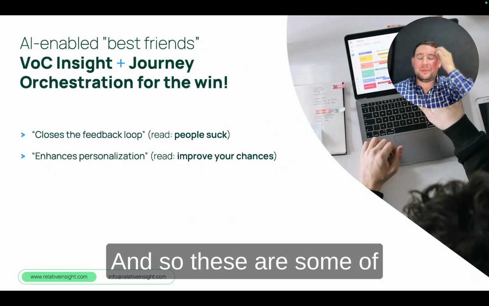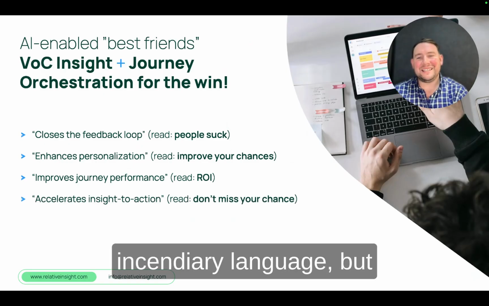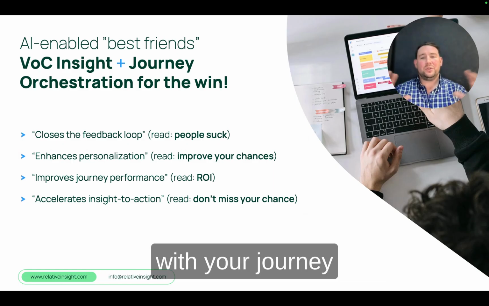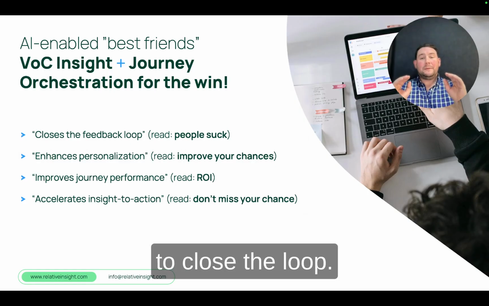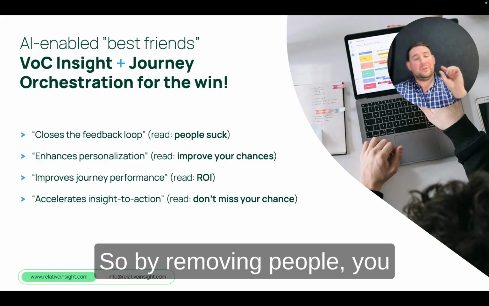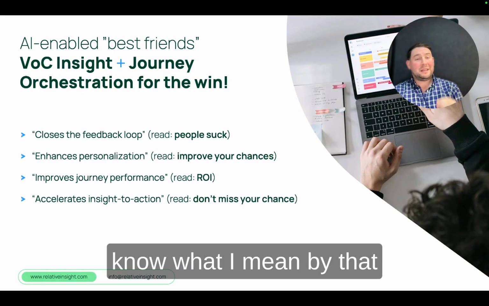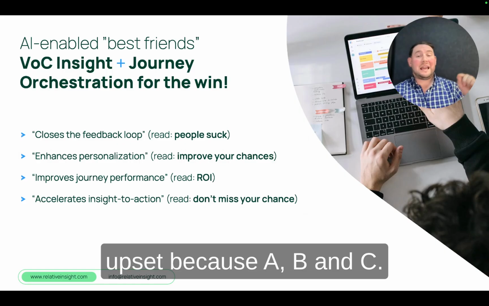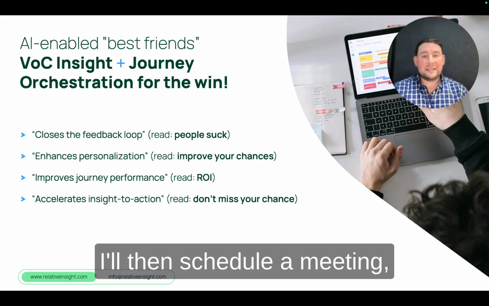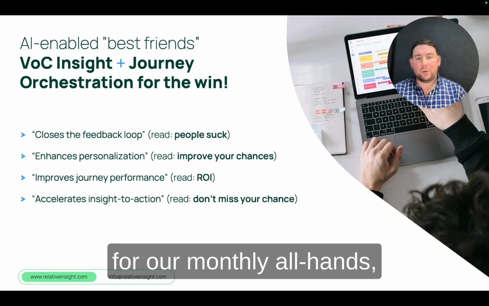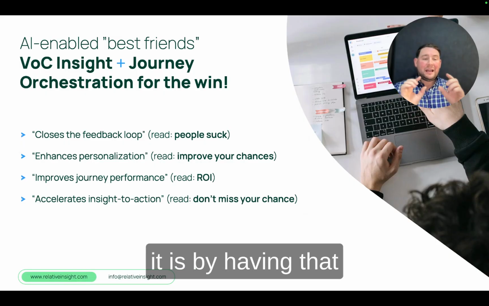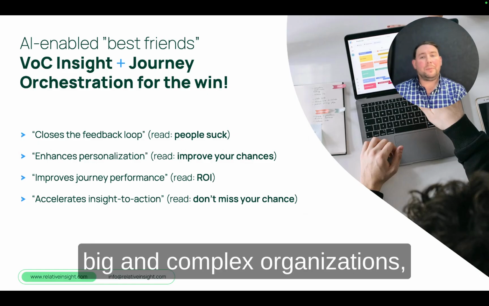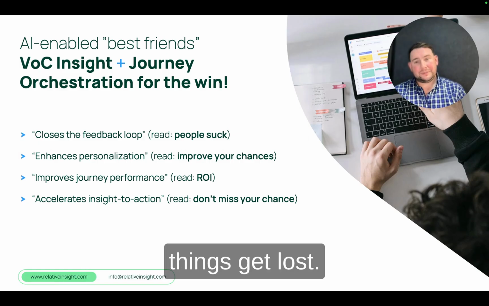And so these are some of the, you'll have to forgive the slightly incendiary language, but these are some of the things that I believe. By bringing voice of the customer insights together with your journey orchestration, you're able to close the loop. So by removing people, what I mean by that is, I derive an insight from our VOC analysis. I found out that customers are upset because A, B, and C. I'll then schedule a meeting, walk down the corridor, wait for our monthly all hands, send someone an email, whatever it is. By having that human in the loop process, unfortunately, especially in big and complex organizations, things get lost.